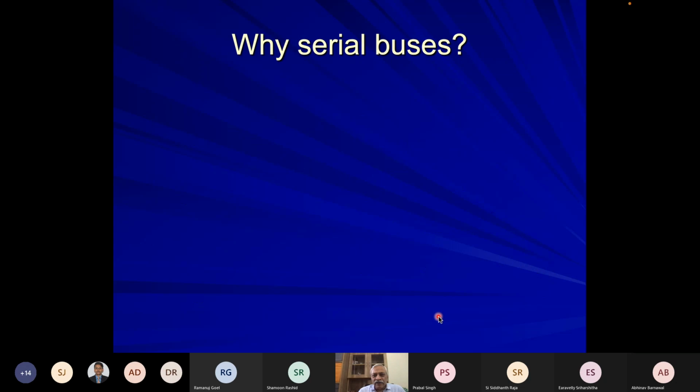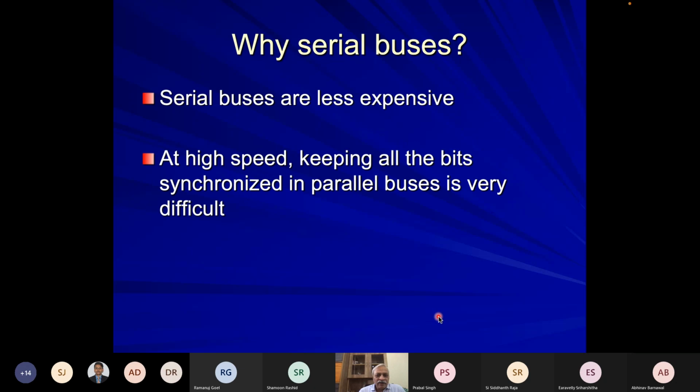So why do we need serial buses? Why do we want serial buses? One obvious thing is that serial buses are less expensive, with fewer wires to carry. Another motivation is that when you're trying to transfer data at high speed, signals have to switch on a wire at a very high speed, and keeping all the bits synchronized in a parallel bus is very difficult, because of different delays which may be occurring on different wires.